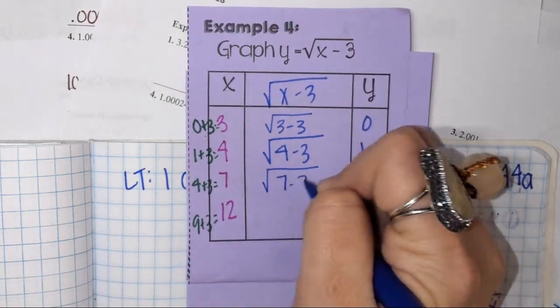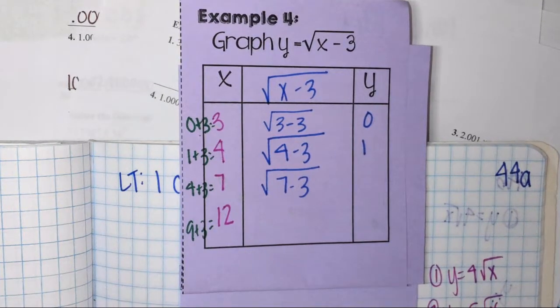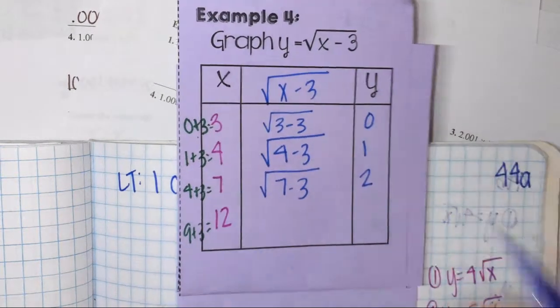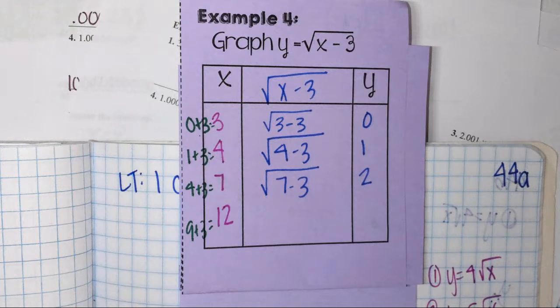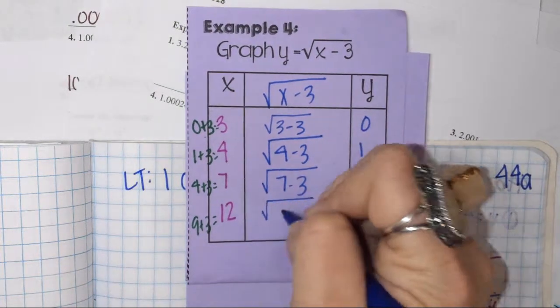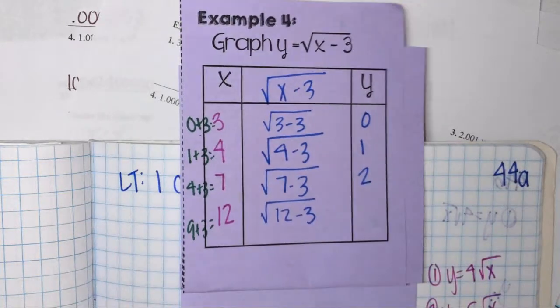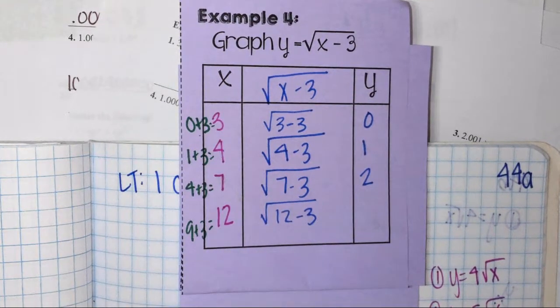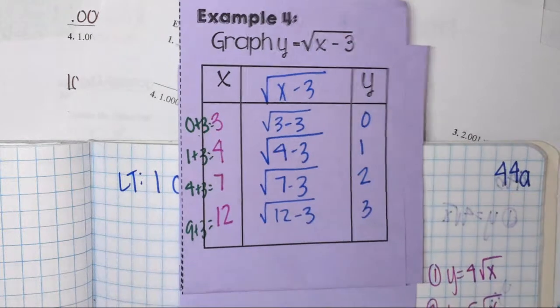Next, we do 7 minus 3, which is 4, and what's the square root of 4? Cool. And finally, we'll do 12 minus 3. And what's that? And what's the square root of 9? 3.